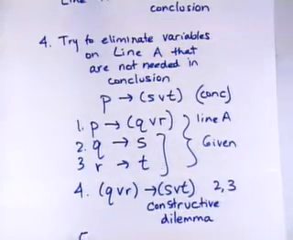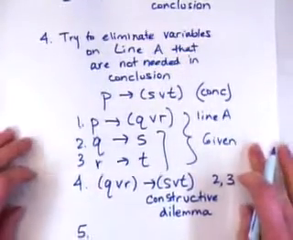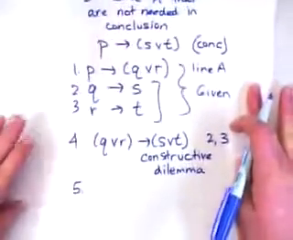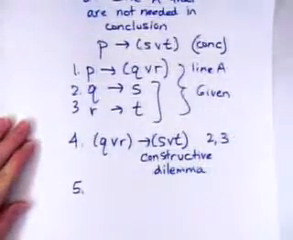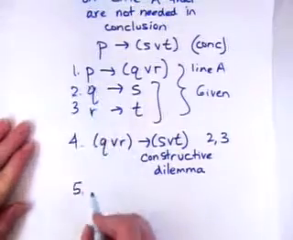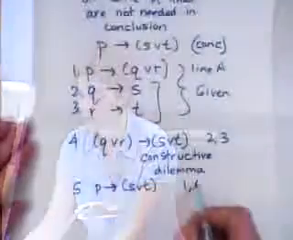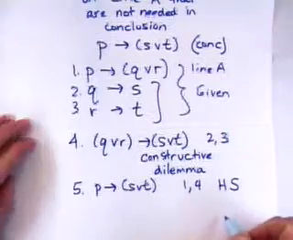Right, so now we have just one more line to go in this proof. And we have no more space. Let's do that. We have one more line to go. Now we can use our favorite rule with lines 1 and 4 to get P implies S or T. So that was 1 and 4 and hypothetical syllogism.